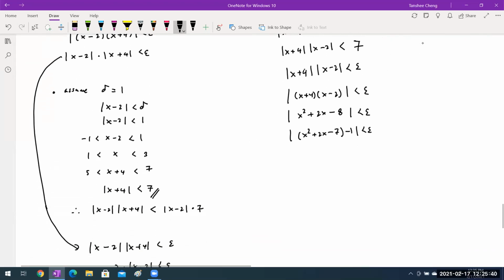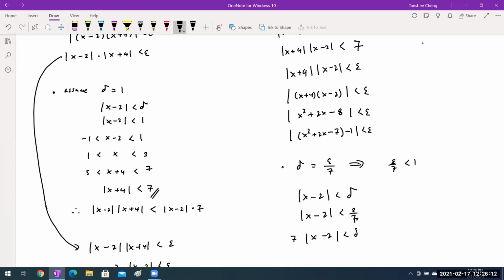Then the next part that we're going to have to prove is the same thing. This time we're going to be choosing the delta to be epsilon over 7. So again, that implies that epsilon over 7 is less than 1. Somewhere we're going to have to use this: absolute value of x minus 2 is less than delta. And therefore, I can say that the delta is replaced by this epsilon over 7, and multiplying both sides by 7, we get less than epsilon.